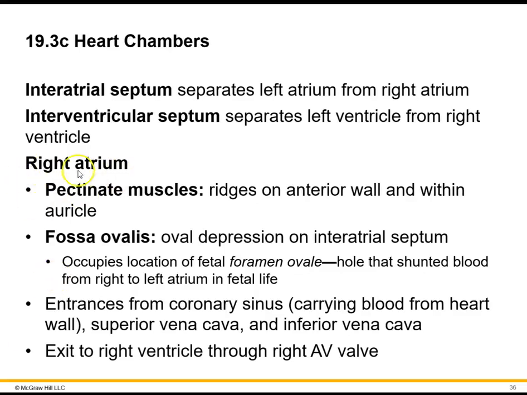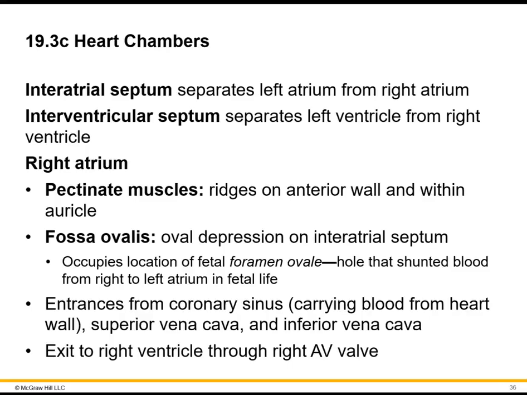So start with the right atrium. The right atrium is going to have some muscles. These are called the pectinate muscles. These are ridges on the anterior wall and within the auricle. You'll also find the fossa ovalis in the right atrium. This is an oval depression on that interatrial septum. And what the fossa ovalis used to be is it used to be a hole called the foramen ovale. And what the foramen ovale did in the fetus was it allowed blood to go from the right atrium to the left atrium, helping to bypass the lungs.